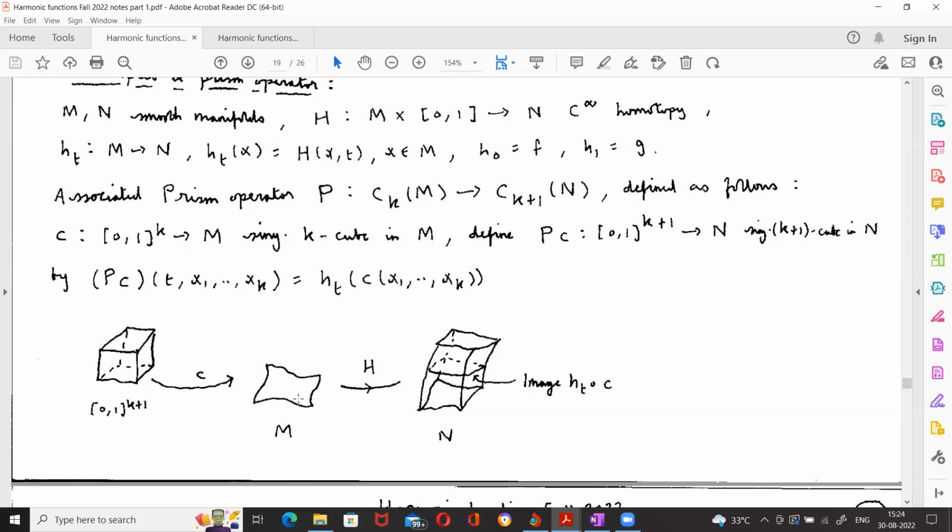Now the homotopy is a one parameter family of maps, right? So under H0, it maps to some bottom here. And then as t goes from 0 to 1, it maps to a one parameter family of k cubes in N, right? Over here in the middle, for example, is the image of ht composed with c. And at the top, I'll have g composed with c. At the bottom, I'll have f composed with c. Does this make sense? So this is my k plus 1 cube in N.